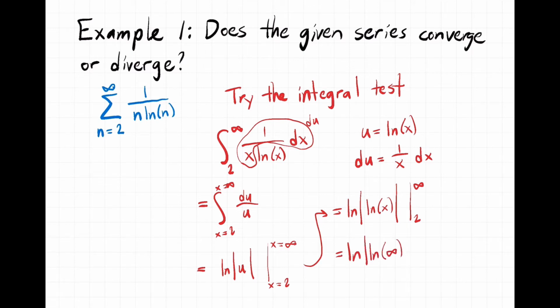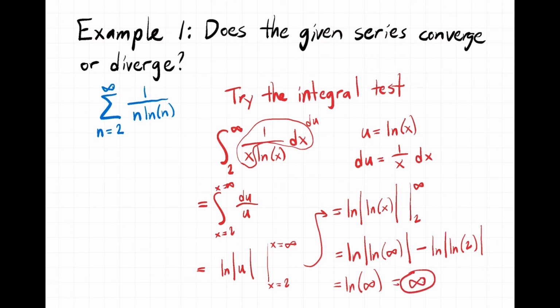infinity. Infinity is not a number, but we know what we mean here is the limit as the argument goes to infinity, minus the natural log of 2. Now, I don't really care what the natural log of 2 is. It's just a number. But the natural log of infinity, well, the limit as x goes to infinity of the natural log of x is also infinity. This is going to be the natural log of infinity, but that's just infinity. So, the integral diverges.